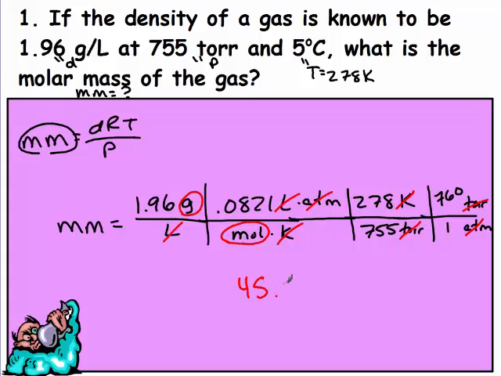In the calculator, I get this. Looking up at the problem, I want 3 significant figures. So 45.0 grams per mole.